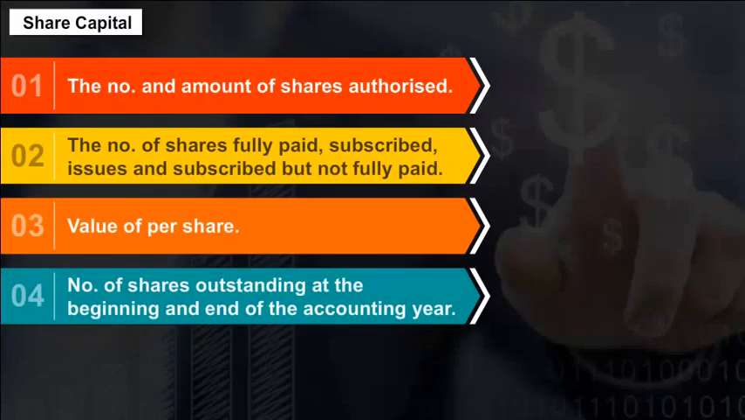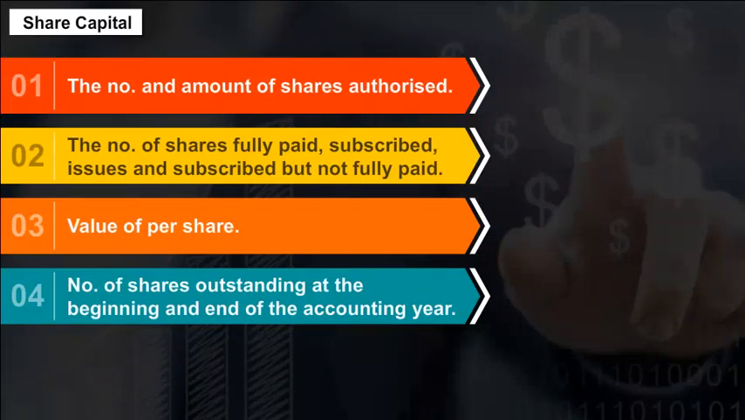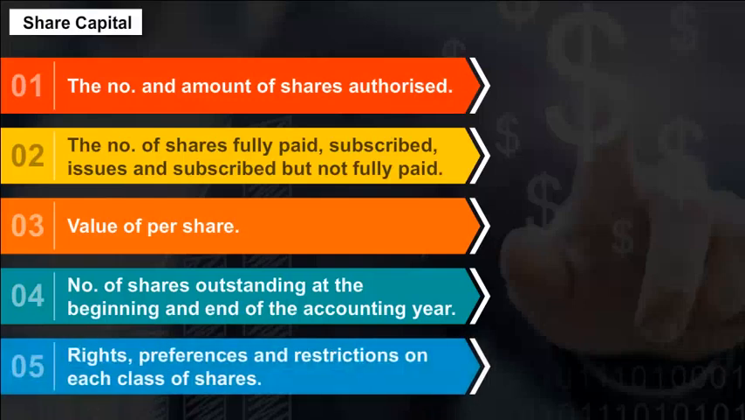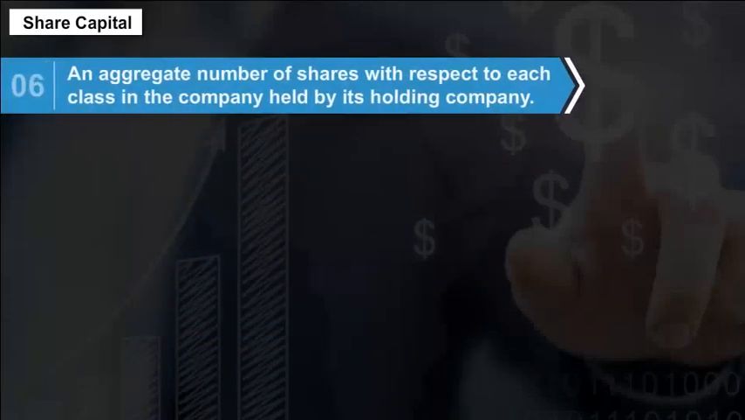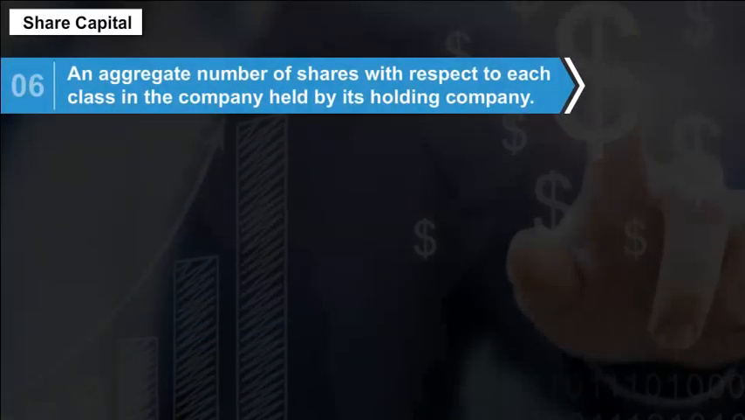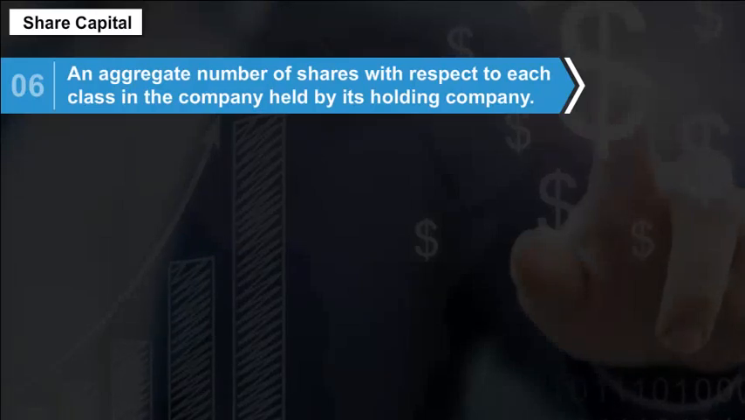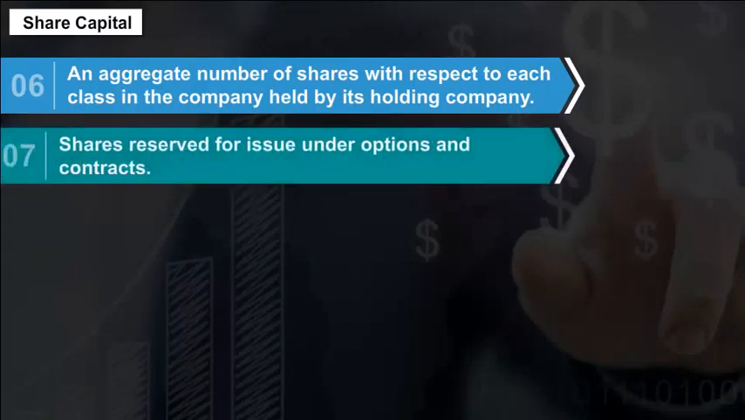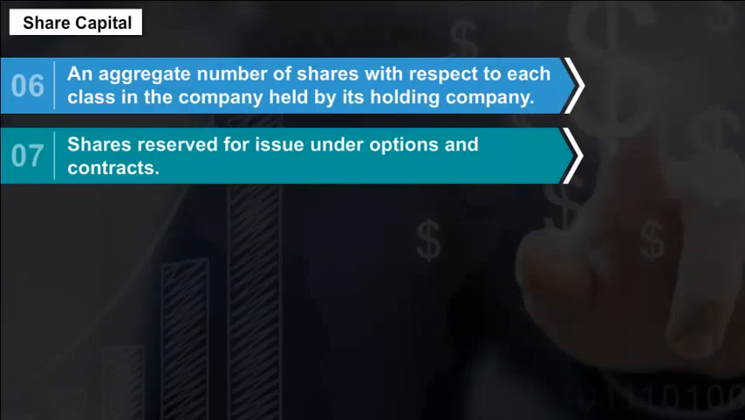4. Number of shares outstanding at the beginning and end of the accounting year. 5. Rights, preferences and restrictions on each class of shares. 6. An aggregate number of shares with respect to each class in the company held by its holding company. 7. Shares reserved for issue under options and contracts.